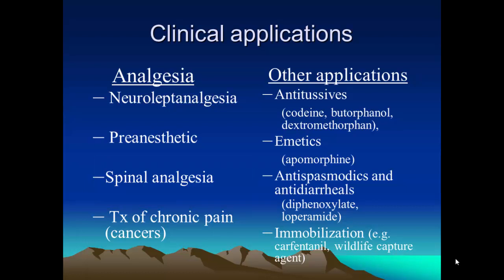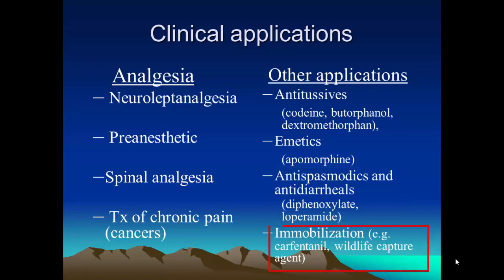Apart from the analgesia, there are some miscellaneous applications that are worth mentioning, and for which specific opioids truly work. For example, the antitussive effects apply to three drugs: codeine, butorphanol, and dextromethorphan. To induce vomiting in dogs, we use apomorphine, which is considered the most effective centrally acting emetic. It shouldn't be used in cats.